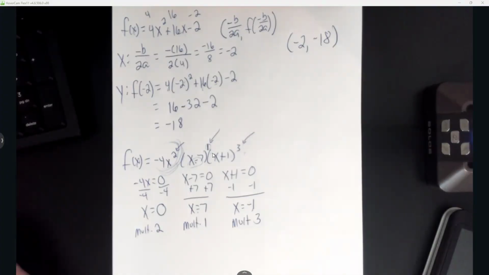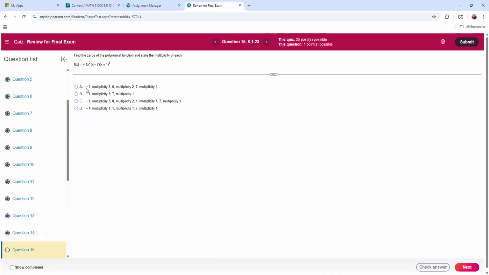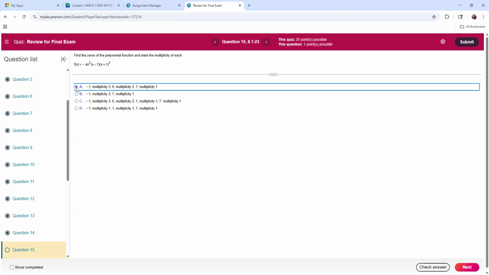All right, so my -1 had a multiplicity of 3, so it's either A, B, or C. The first three have -1, right? Multiplicity 3. Then this one has 0, multiplicity 2. That's what I had. And 7, multiplicity 1. So it's going to be A.